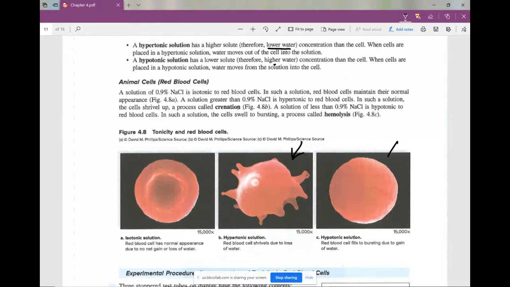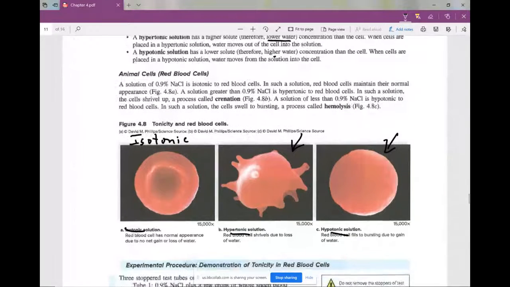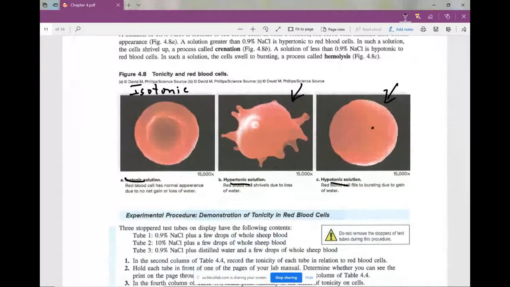Right? So that's the case in this picture. This is the isotonic here. They're all labeled here. All right. Eventually, what happens to this cell is it will burst. And the term we use for this is lysis. All right. So it'll undergo hemolysis. If we're talking about a blood cell, we call it hemolysis.